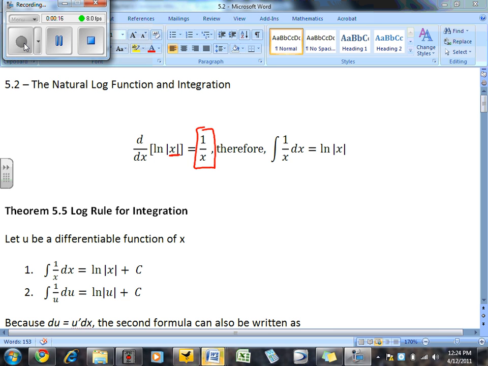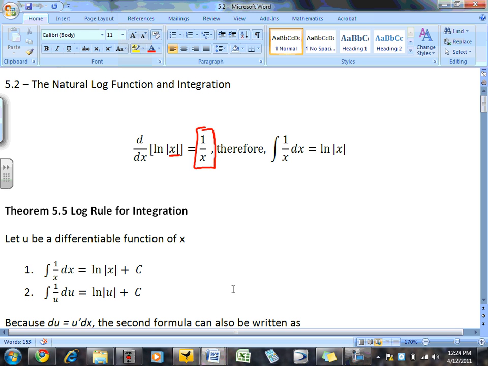Well, we learned in the previous chapter that the derivative and the integral are inverse functions, they're opposites of each other, right? So if we know the derivative of the natural log is 1 over x, well, therefore the integral of 1 over x is going to be the natural log. All right? So to use that, we can move on down here.